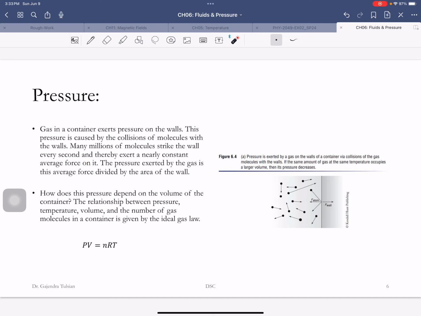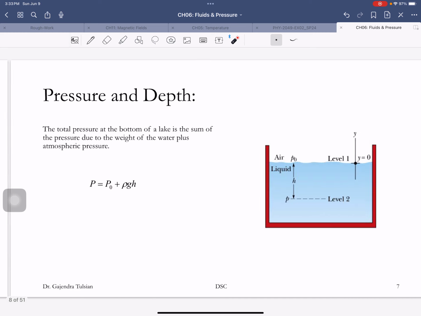Here's how, for an ideal gas, pressure, volume, and temperature are related. This is the pressure the gas is exerting, that's the volume of the gas, that's the number of moles of gas, that's the gas constant, and that's the temperature in the Kelvin scale. So this is the ideal gas law, and this will be useful for us.